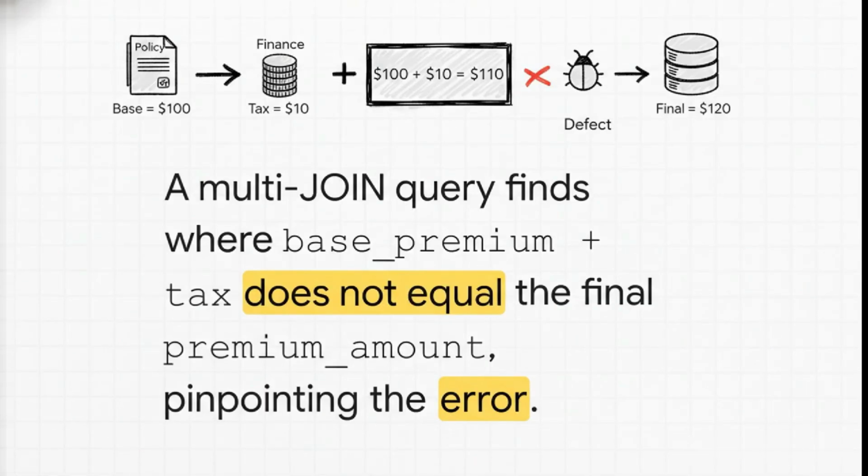We don't guess. We build one single powerful query. Watch how the pieces connect. First, we join the source policy table to the source payment table. Why? To get the base premium and the tax. Then, we join that result to our final target table. Now everything is in one row, and we can simply check where base premium plus tax does not equal the final premium amount. Bam! The query spits out every single record with that calculation error. This is exactly how it's done on the job.